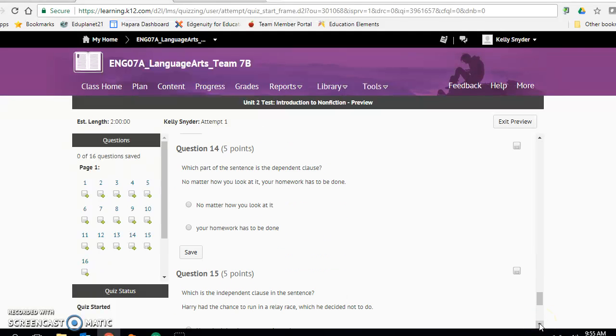Question 14. Which part of the sentence is the dependent clause? No matter how you look at it, your homework has to be done. No matter how you look at it, or your homework has to be done.